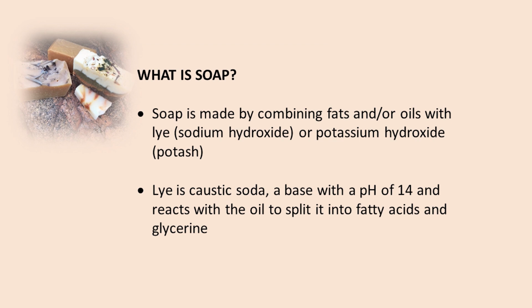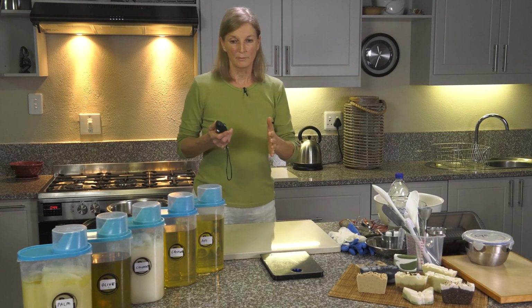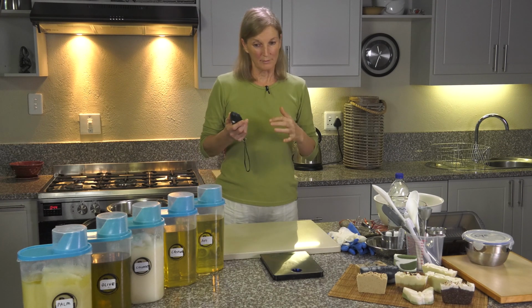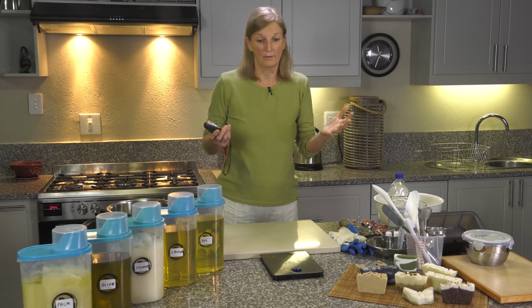So soap is made by combining fats and oils. We've said that already. You get two kinds of lye: sodium hydroxide and potassium hydroxide. Sodium hydroxide makes a solid bar of soap, and potassium hydroxide makes fluid soap. The potassium hydroxide you get from the ashes of a fire, just wood ashes.